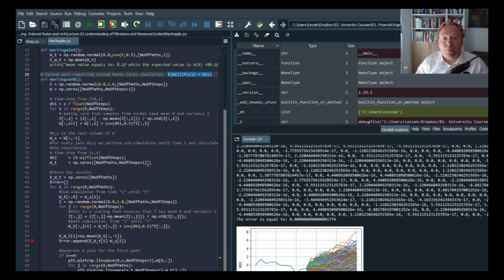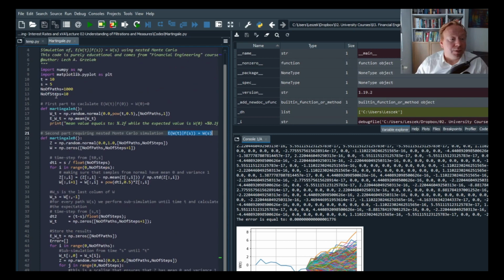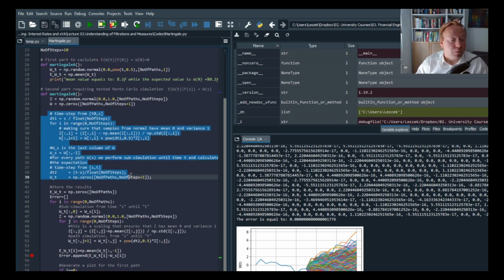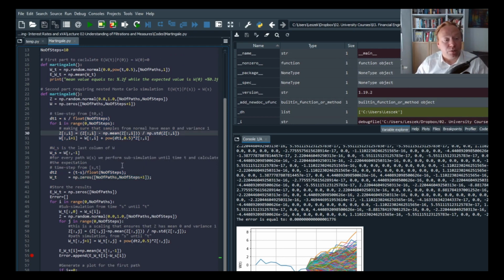First, we simulate Brownian motion until time s. This is the first point we are interested in, so we simulate from 0 to s. It's a standard procedure. I also do some standardization here. I hope you have seen it already in a course on computational finance. If not, I recommend taking a look there.